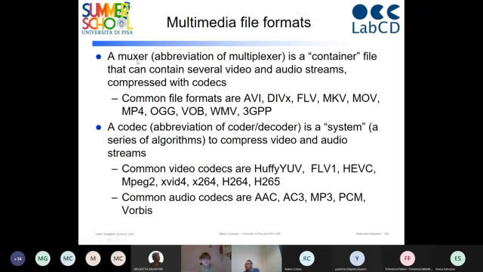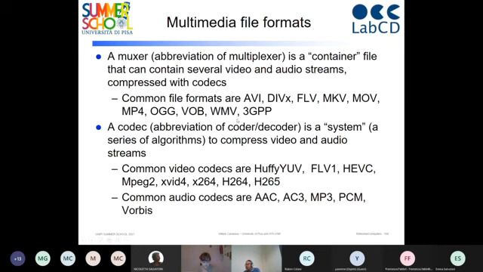They are called Muxer, which is the abbreviation of multiplexer, because those are files that contain the video stream and the audio stream. And they can contain more than one. For example, for stereo, they can contain one video stream and two audio streams. One is the right channel, one is the left channel.